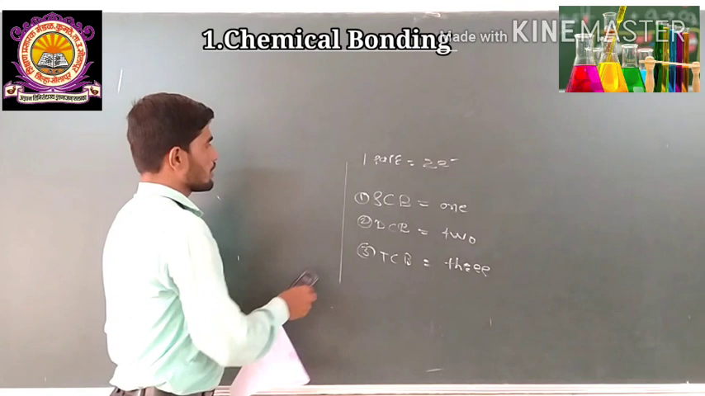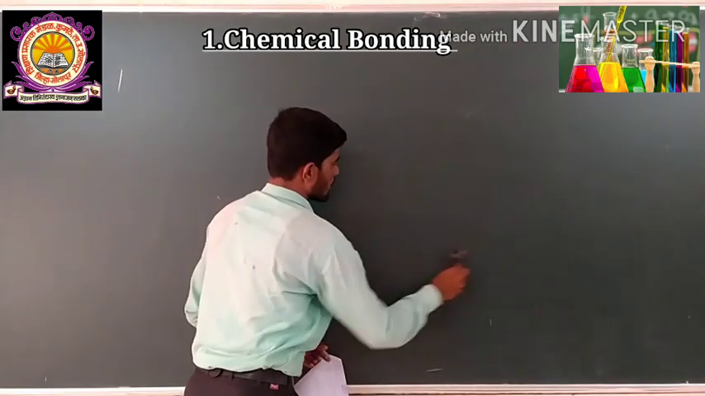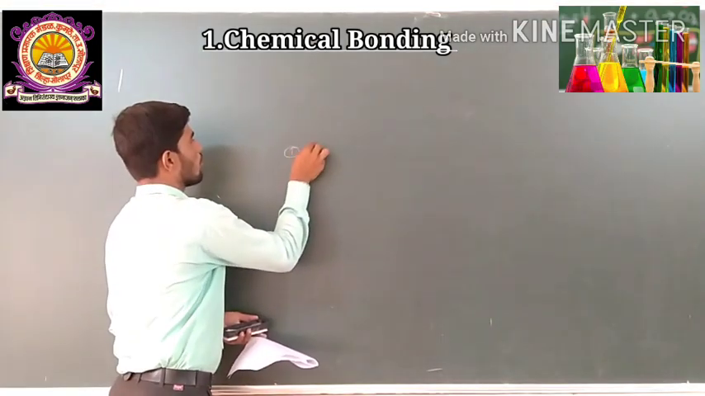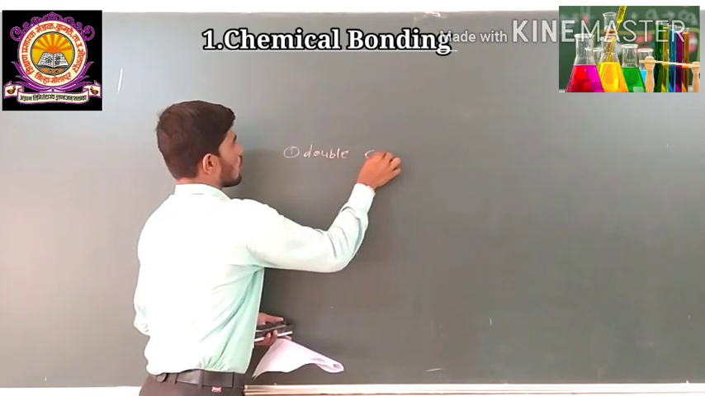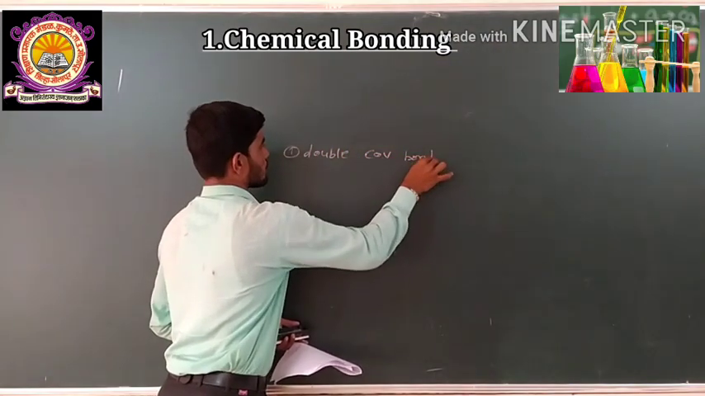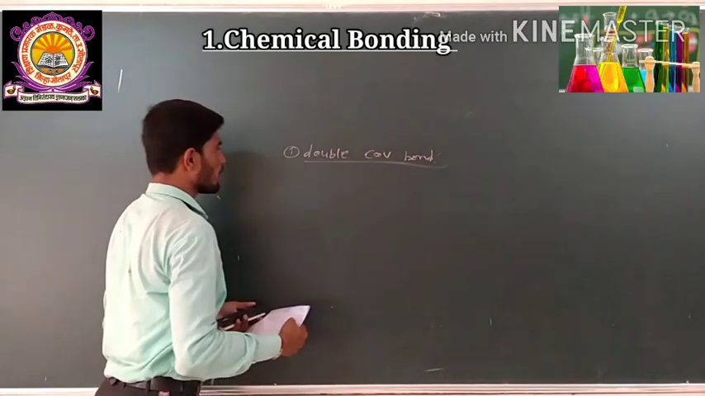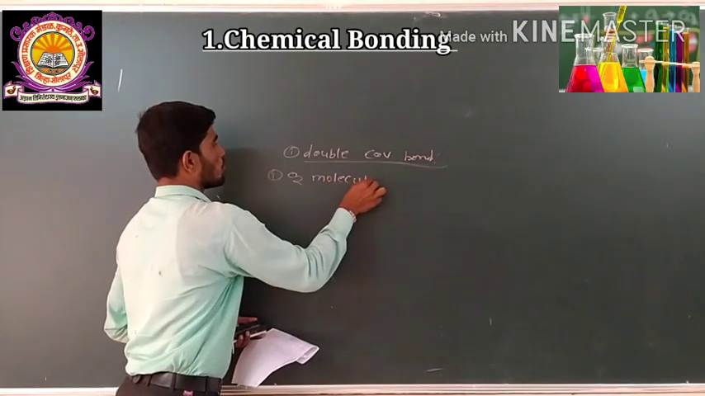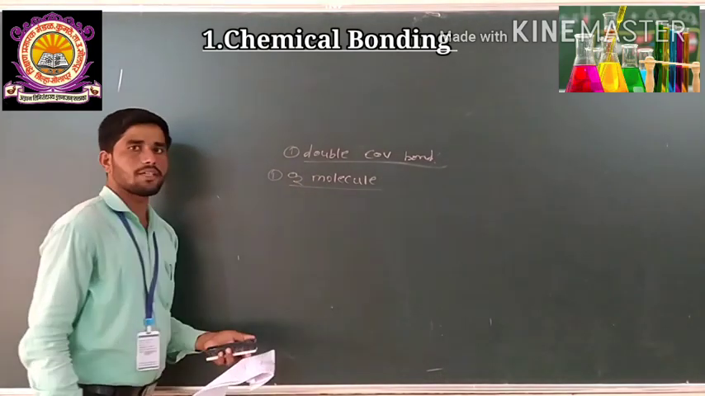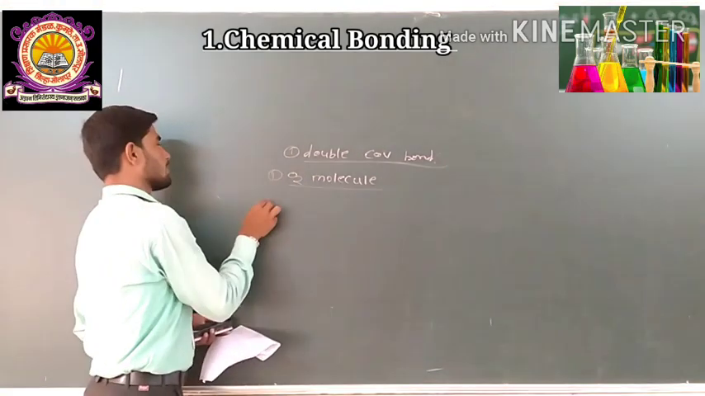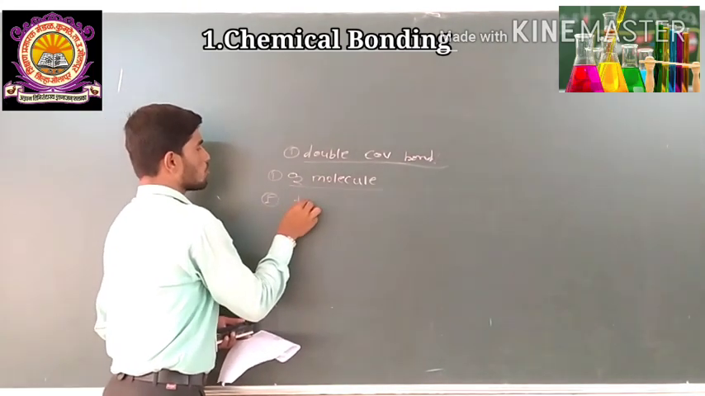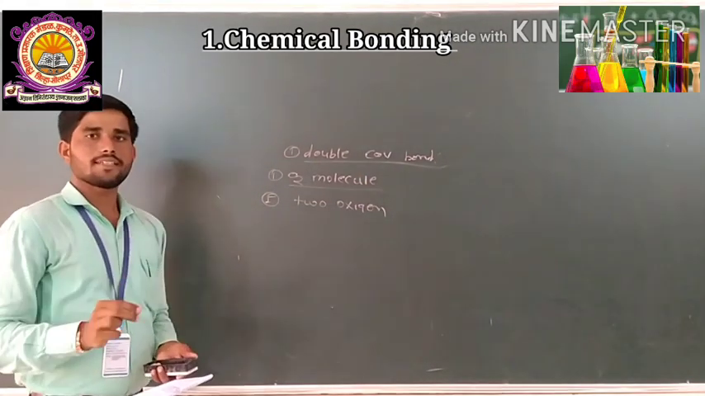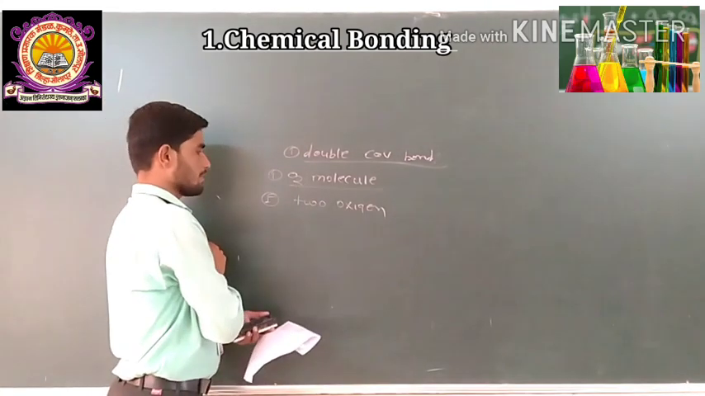In our previous lecture, we saw how the single covalent bond is formed. Now we are going to see how the double covalent bond is formed. The best example of a double covalent bond is the O2 molecule. We know that the O2 molecule is nothing but a combination of two oxygen atoms.